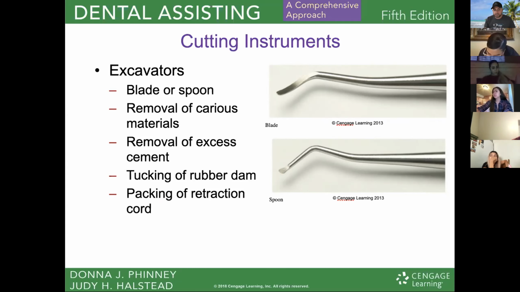Can also be used to tuck in a rubber dam, and we'll be learning how to place rubber dams later on in this course. And it can also be used to pack a retraction cord. Now, there's certain instruments that are made specifically for packing retraction cord. We'll also learn how to do that. But if you don't have one of those instruments, you can use a bladed excavator to pack retraction cord. It will work the same way, or even a spoon for that matter, if the spoon is kind of flat enough.